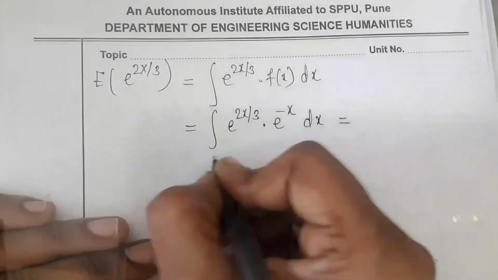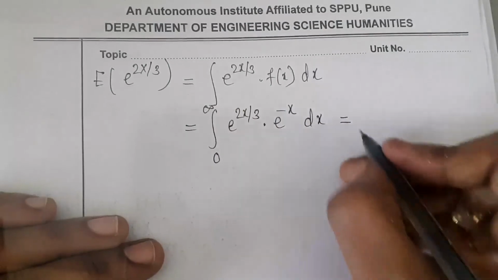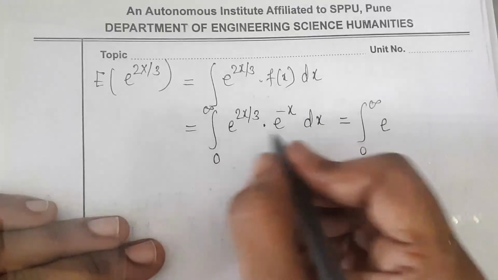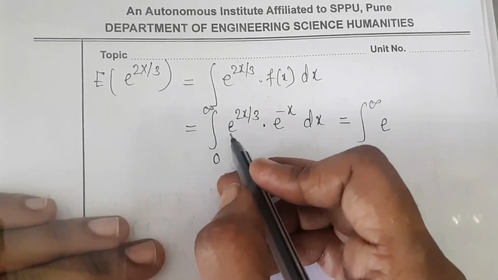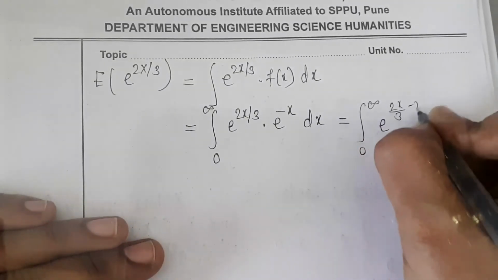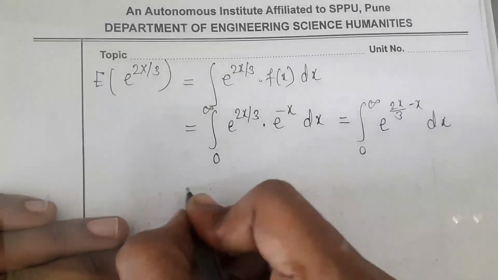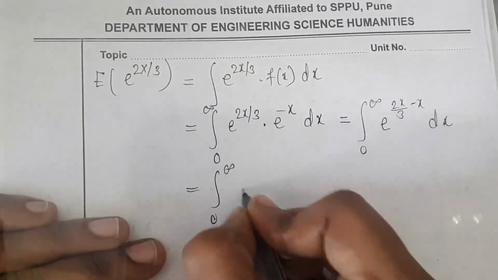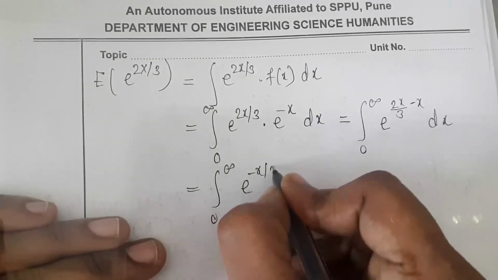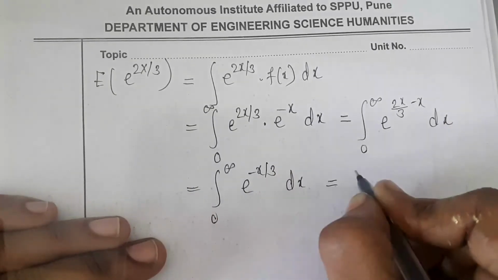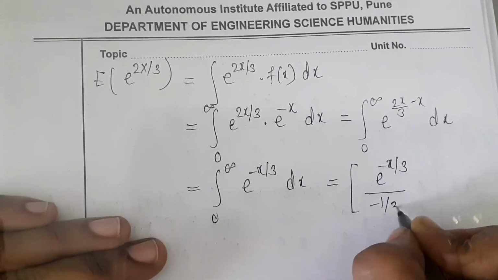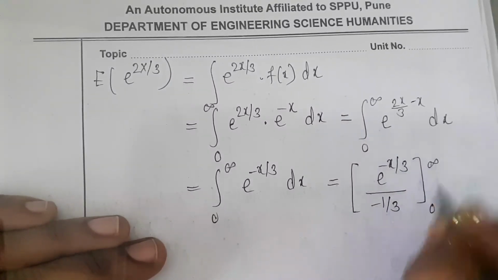So this is over the limit 0 to infinity. Now this is integration 0 to infinity e to the power. Now both are powers of the same base, and if the bases are the same, we can add the powers. So it is 2x by 3 minus x into dx. So this is equal to integration 0 to infinity e to the power (2x minus 3x) divided by 3, so it is minus x by 3 into dx. Find its integration. It is e to the power minus x by 3 divided by minus 1 by 3 over the limit 0 to infinity.